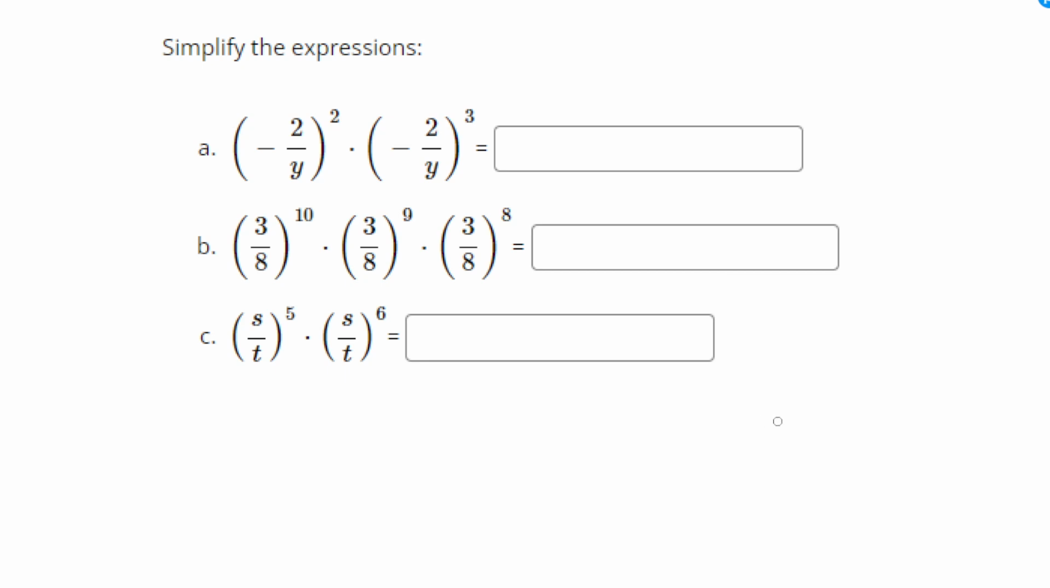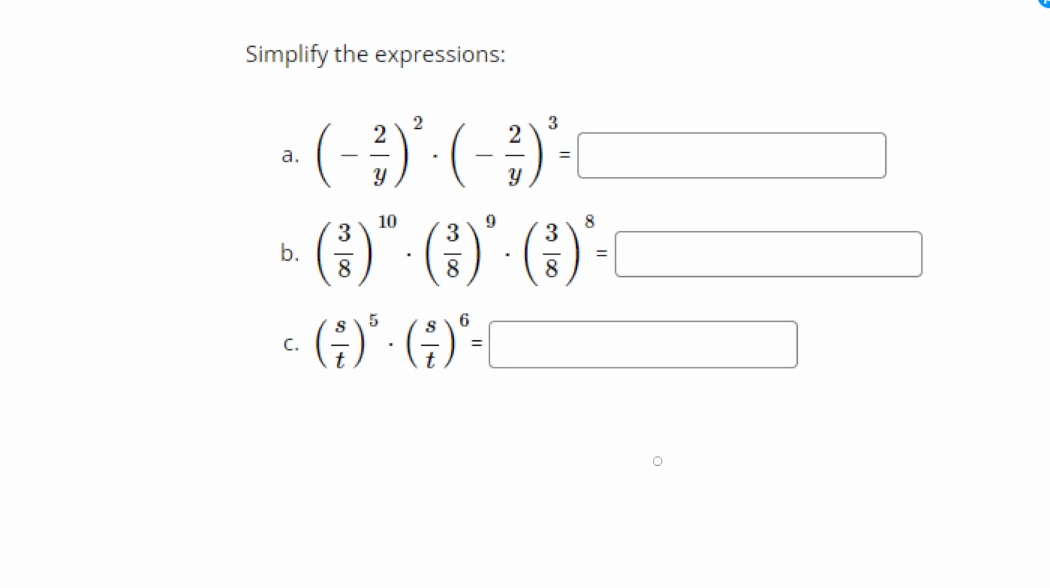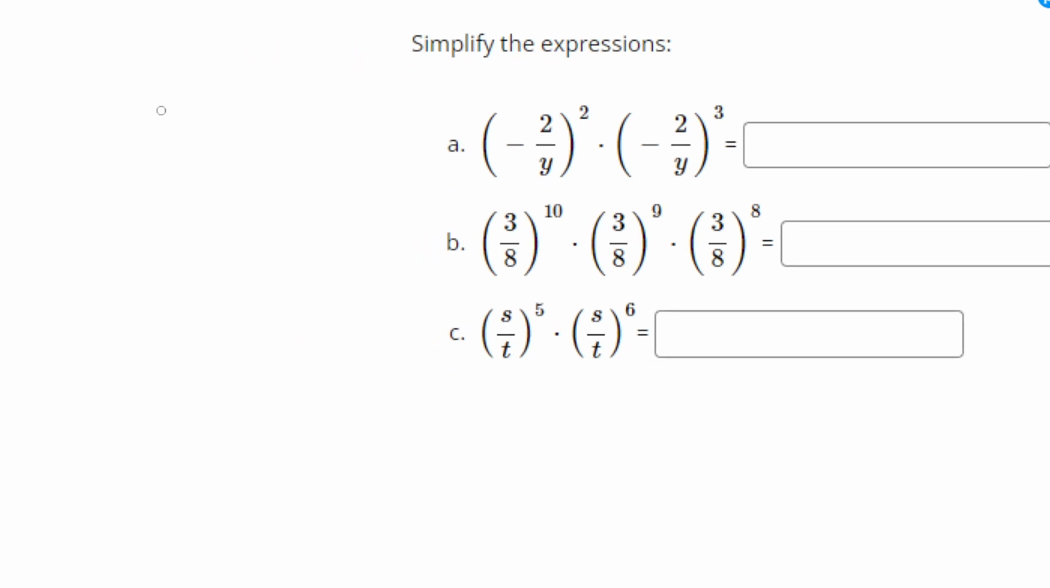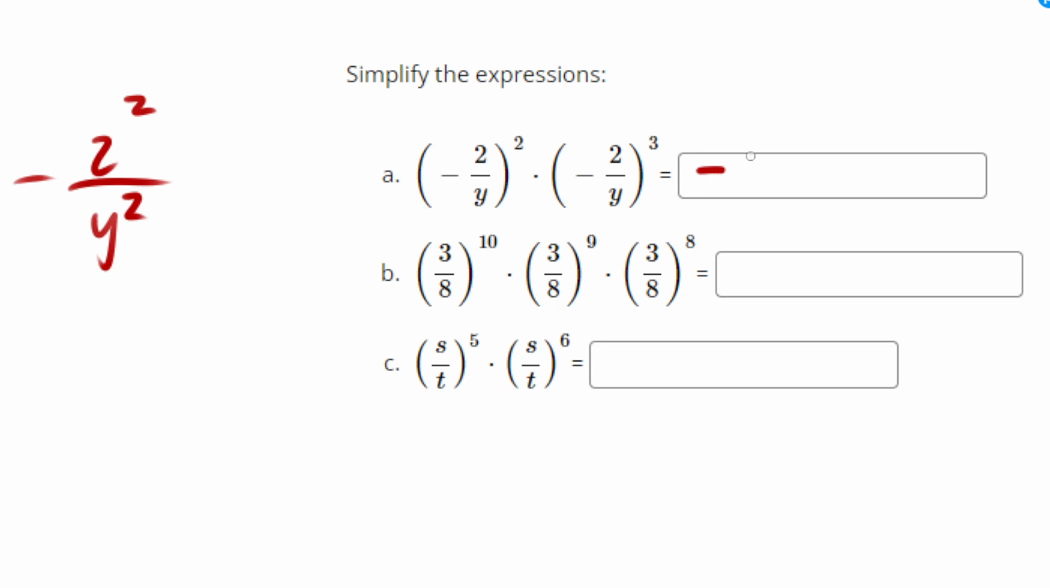This one says to simplify the expressions. When you have a fraction that's being raised to the 2nd power, the power applies to both the numerator and the denominator. So you'll have negative 2 squared divided by y squared. The 2 will apply to both the top and the bottom terms. So 2 squared is the same as 4, and then divided by y squared, which just stays y squared.